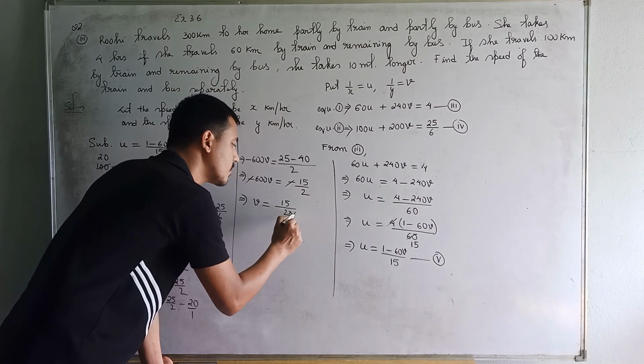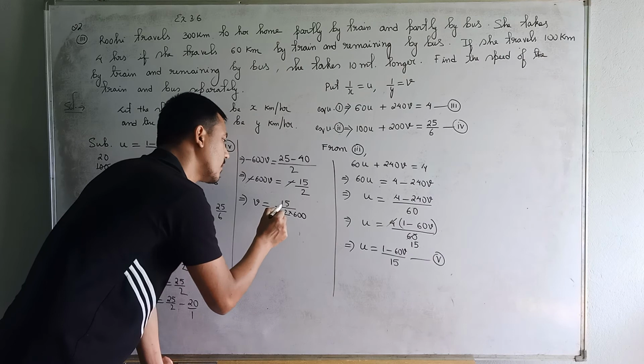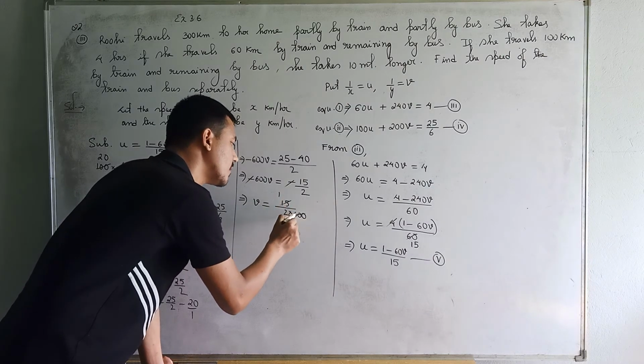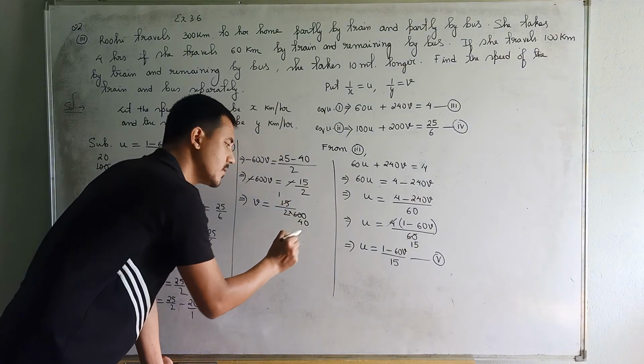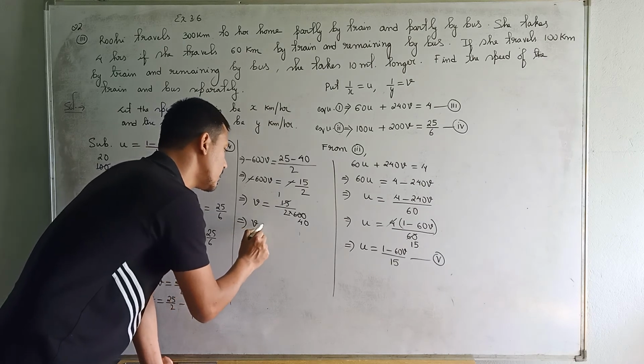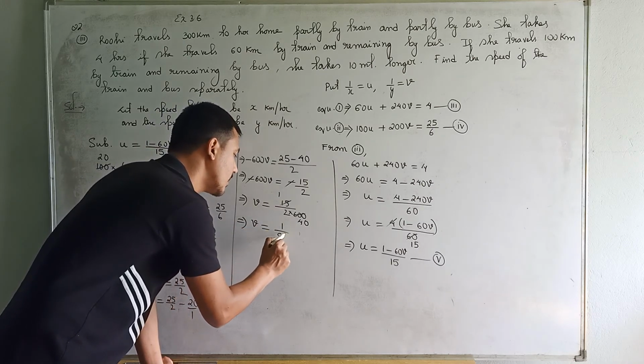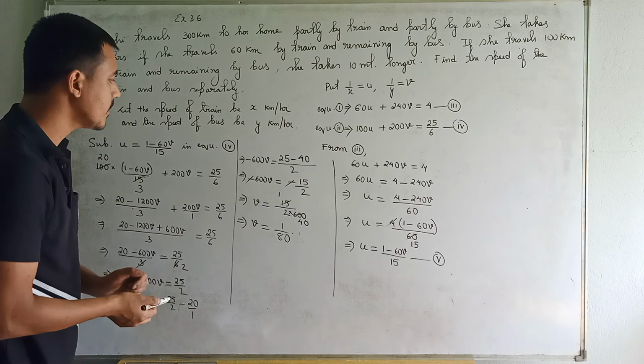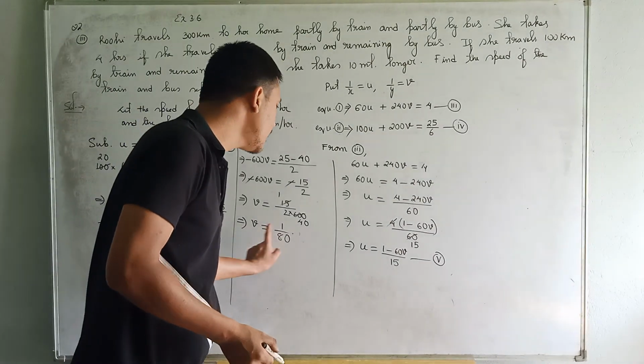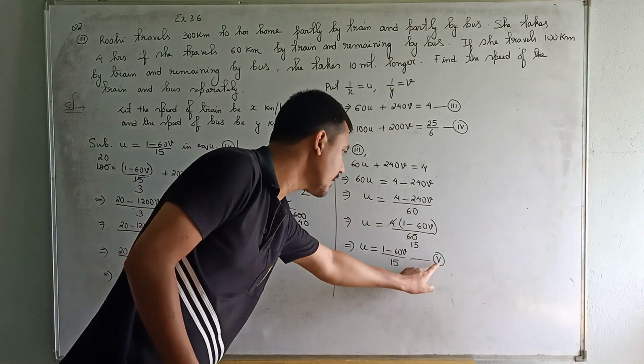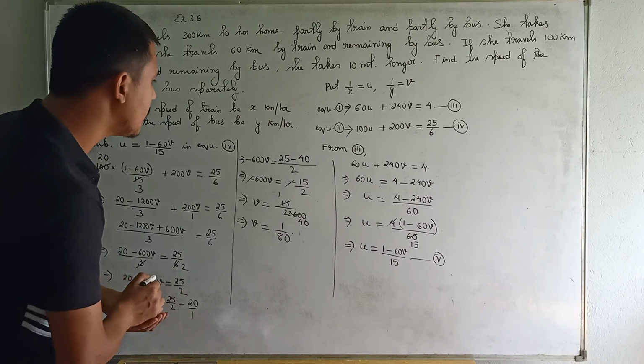600, you transpose it to the denominator now. 15 1 times is 15. 4 times is 60 with 0. So your v is equal to 1 by 2 into 40, that is 1 upon 80. Substitute the value of v here in equation 5. Then we get u.